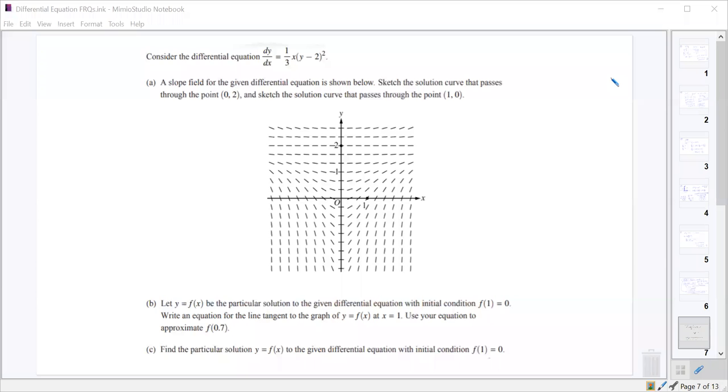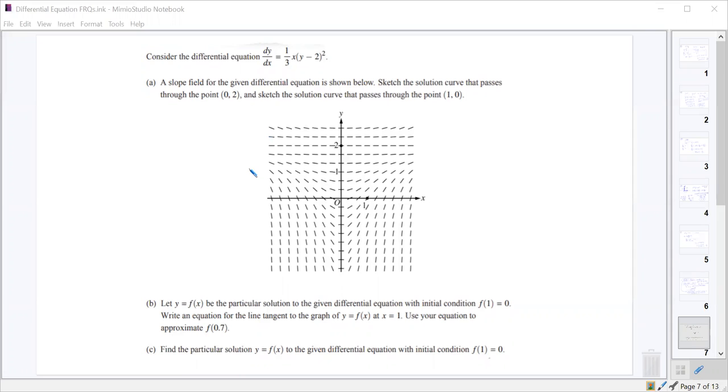Ready to go. Well, let's start with part A. So they've given us the slope field. Sometimes they'll give you the slope field and ask you to sketch solutions. Sometimes they will give you a blank graph and ask you to sketch the slope field. So in this one, you've got to sketch your own curves, but not the slope field itself. So we're going to sketch the solution curve that goes through the point (0, 2) first. That one should be pretty straightforward.